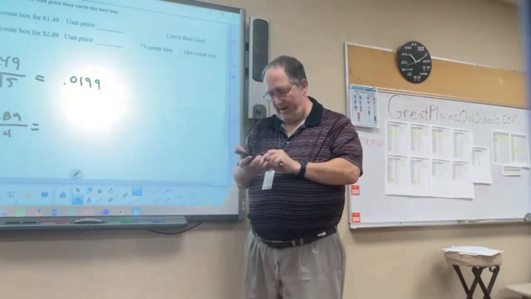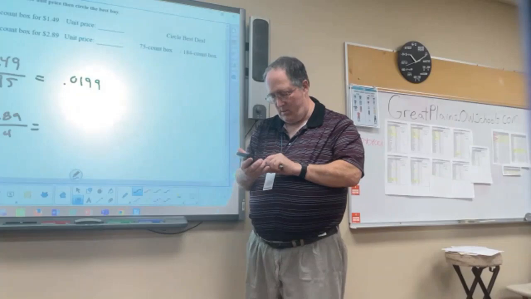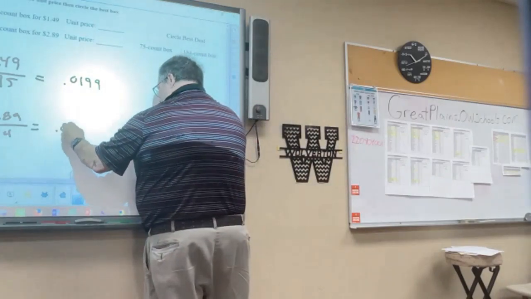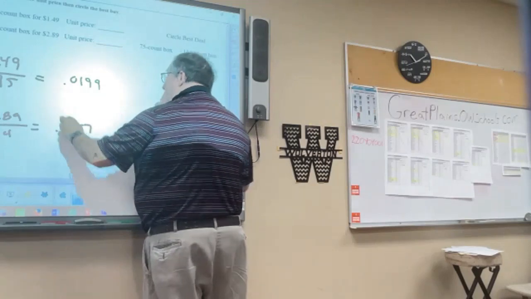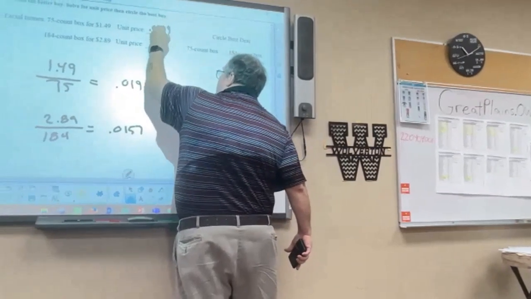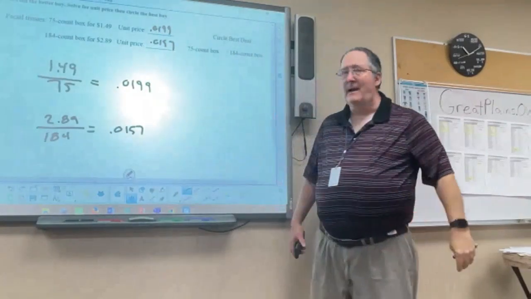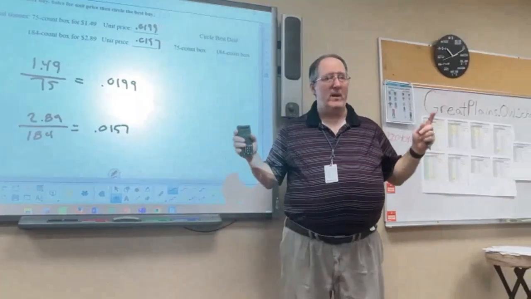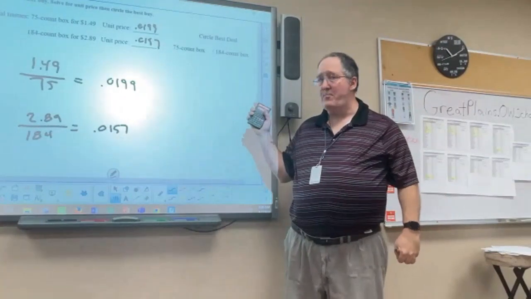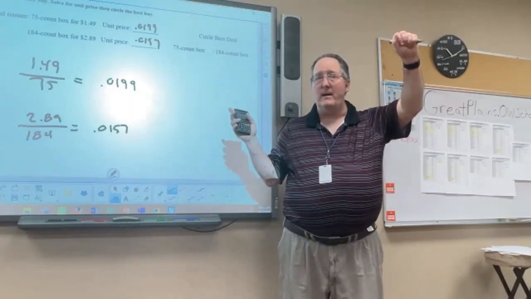The other one is 2.89 divided by 184. Oh yes, this works even better. 0.0157. So up here you would write 0.0199, 0.0157. In the real world, considering we only do 2 decimal places, both of these would be 2 pennies per Kleenex. Okay?